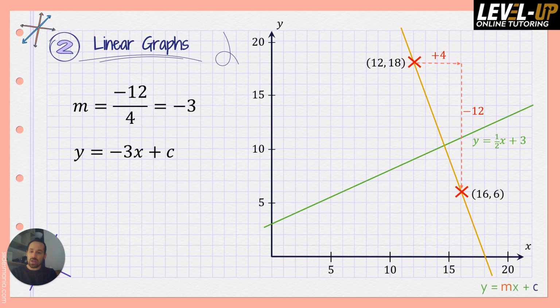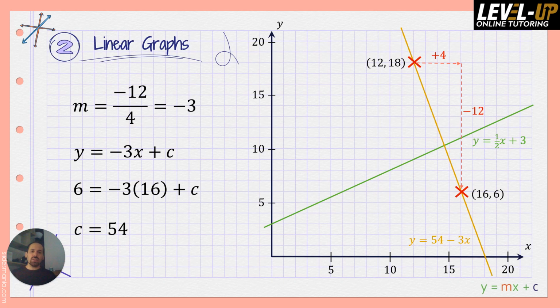So this would be a case where we would have to work it out using a coordinate. We could substitute in any coordinate, like I picked the one 16, 6. So x equals 16, y equals 6. Substitute those values in, and then we can rearrange to find c to be 54. So you can see the equation of this graph is -3x + 54, or you could rearrange that to be 54 - 3x. So that would be the equation of that graph.